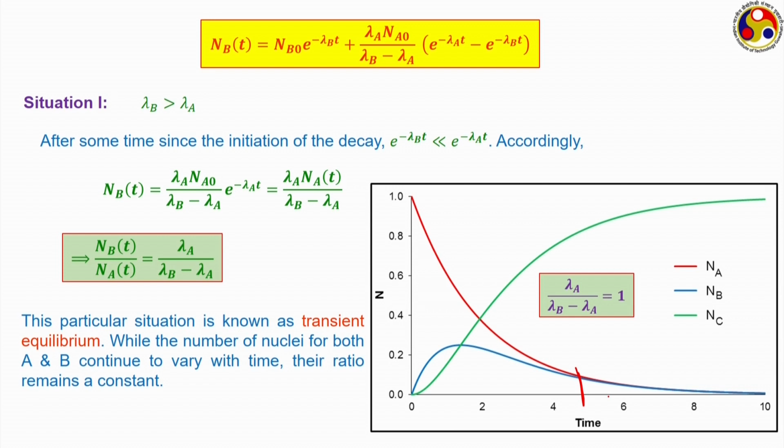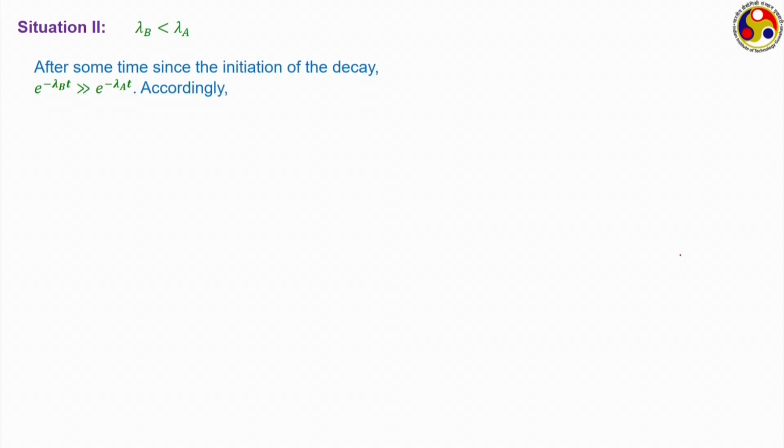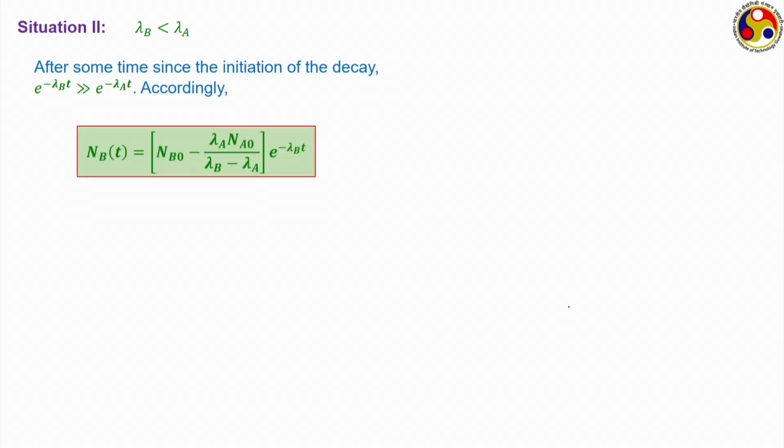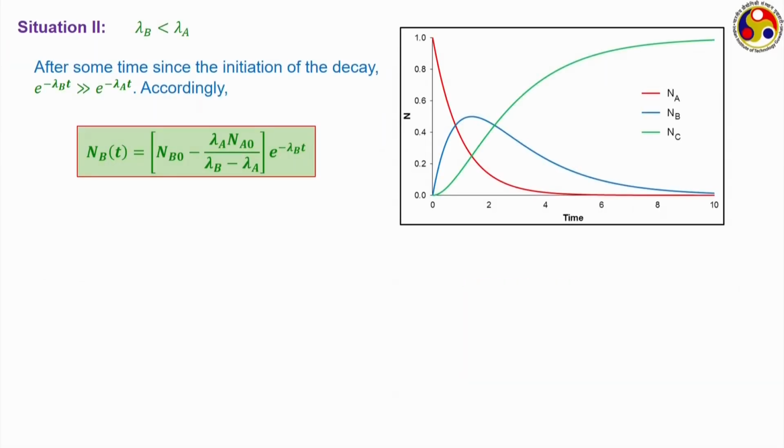Putting different values of lambda A and lambda B, we can get different slopes for this curve, but the ultimate conclusion is whenever lambda B is greater than lambda A, after some period of initial development, the ratio of the nucleus will become equal to a constant. Now, we have the second situation where lambda B is less than lambda A. Again, after some period of initial development, now the exponential of minus lambda A t becomes negligible. Accordingly, we get this particular expression of N B, and the corresponding graph is this, which has been plotted considering lambda A to be 1 and lambda B to be 0.5.